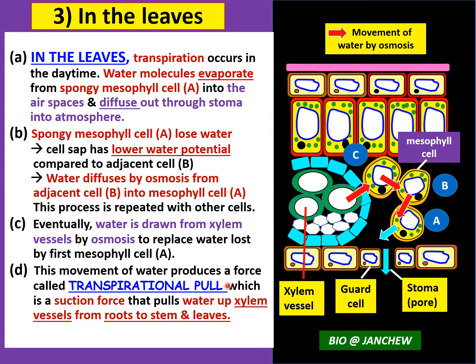So transpirational pull is a suction force that pulls water up the xylem vessels from roots to the stem and then to the leaves. And then after that, the water will diffuse from cell to cell by osmosis, and some of it will be lost through transpiration. Now, if there's no transpiration, there's no formation of the force called transpirational pull. But on a bright, warm day, the transpirational pull force is very strong, and it is a pulling force that can move the water up the plant from roots to stem and leaves.